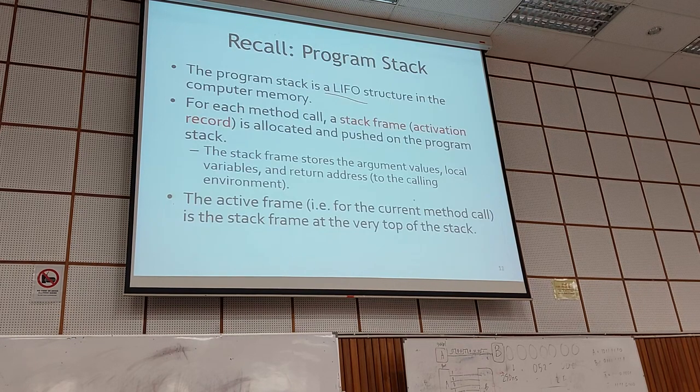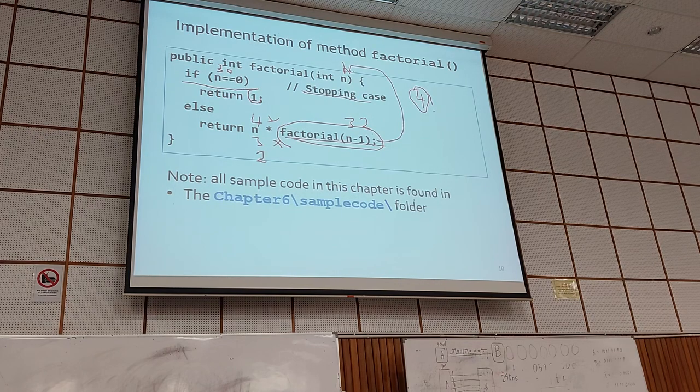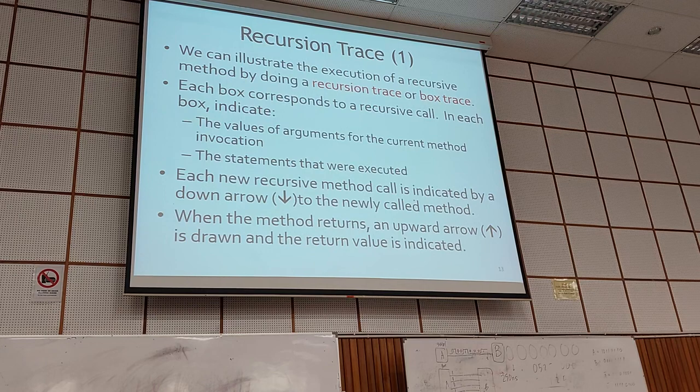Alright, now, this is the algorithm. Now we have to trace the algorithm. Do you know what a dry run is when you have program code? Do you understand what a dry run is? Yeah, a dry run is where you run the code on paper and figure out the answer. Okay? So here, we also have a recursive trace, also known as a box trace. Alright? Now, what we do here is we illustrate the execution of the recursive method. Alright? We use a box. Okay, each box corresponds to a recursive call. In the box, we indicate the value and the statement to be executed.